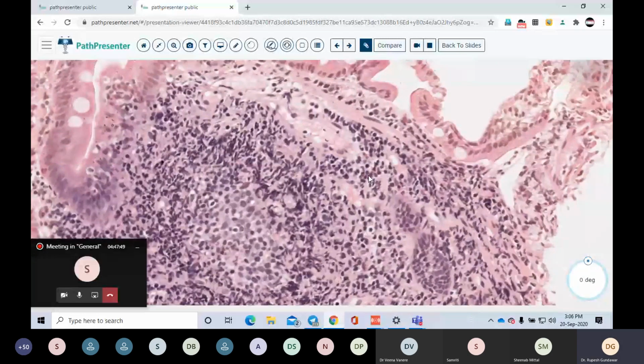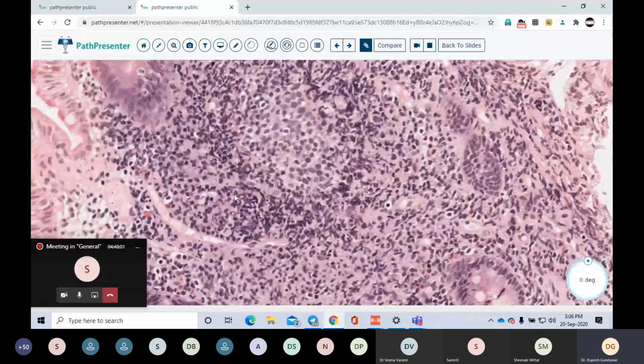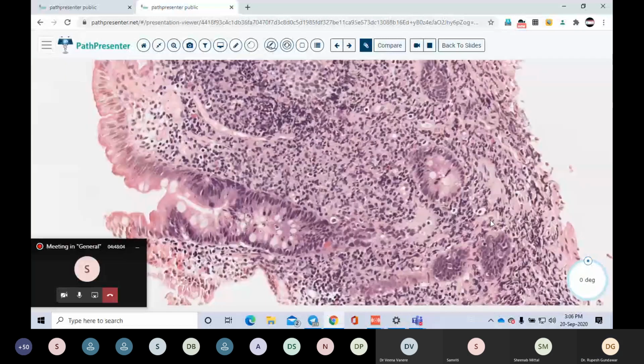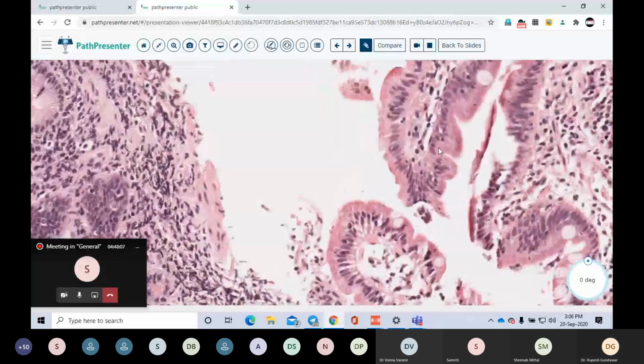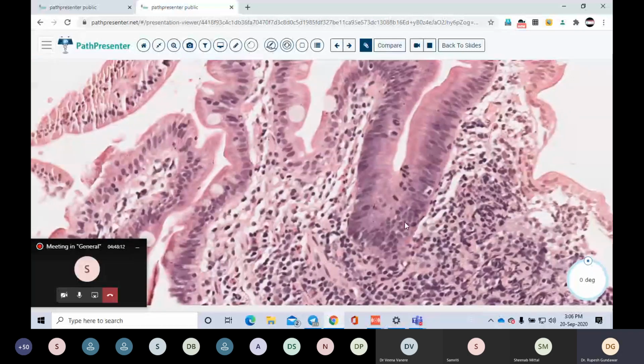If you can make out on this magnification, I don't know how clear it is. This is the highest possible magnification. All these inflammatory cells are lymphocytes or macrophages, and plasma cells are conspicuously absent. And the other finding is the increased apoptosis. So this is the case of CVID. One more entity showing malabsorption.